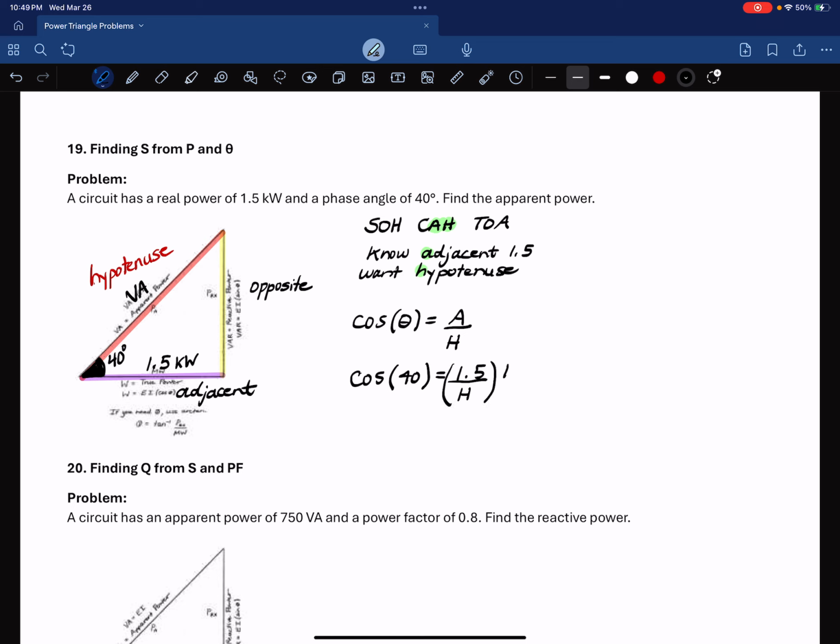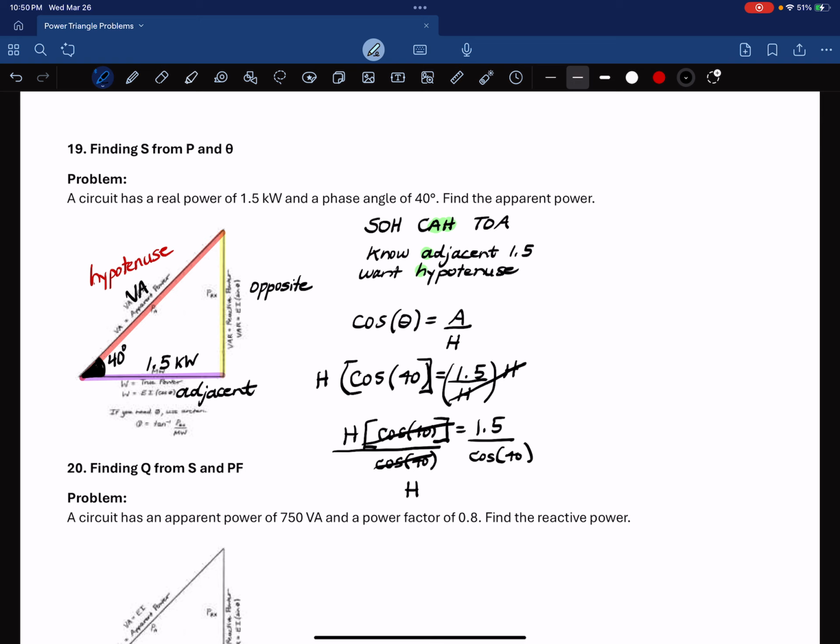So we need to get rid of the h on the bottom here. So let me do brackets and put h over here. So I'm left with h cosine 40 is equal to 1.5. So I'm going to divide by the cosine of 40. And that will leave me with an h, or hypotenuse.